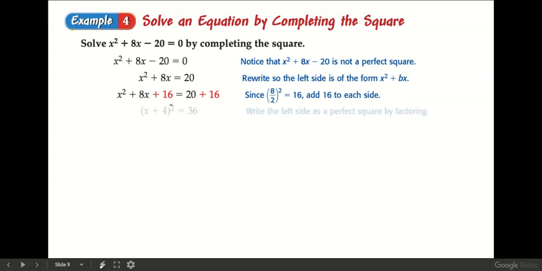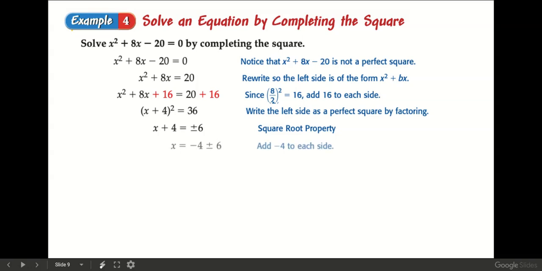So once I do that, then I know this is a perfect square trinomial, so that's going to factor into x plus 4 squared. And 12 plus 16 is 36. And now I can go ahead and use my square root property, right? Go ahead and square root both sides, which gives me x plus 4 equals plus or minus 6, right? Because the square root of 36 is 6.